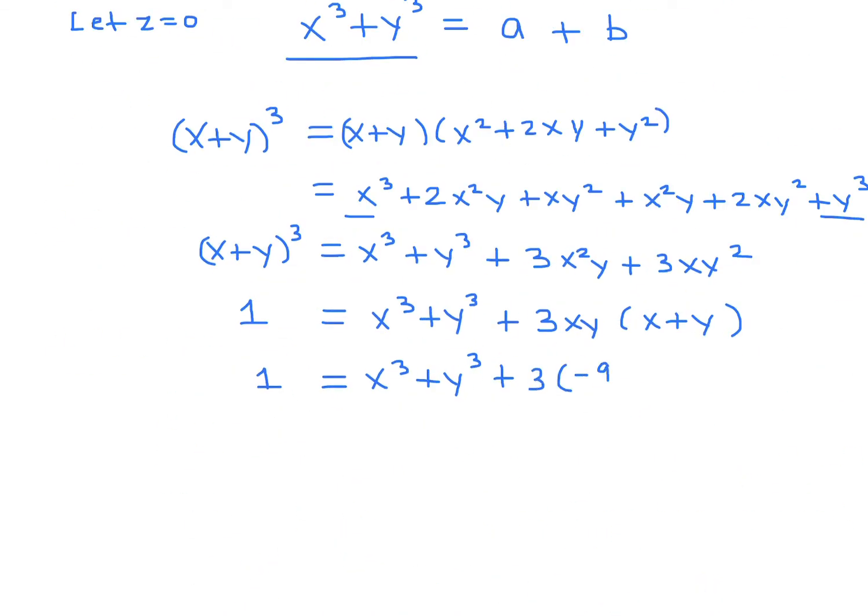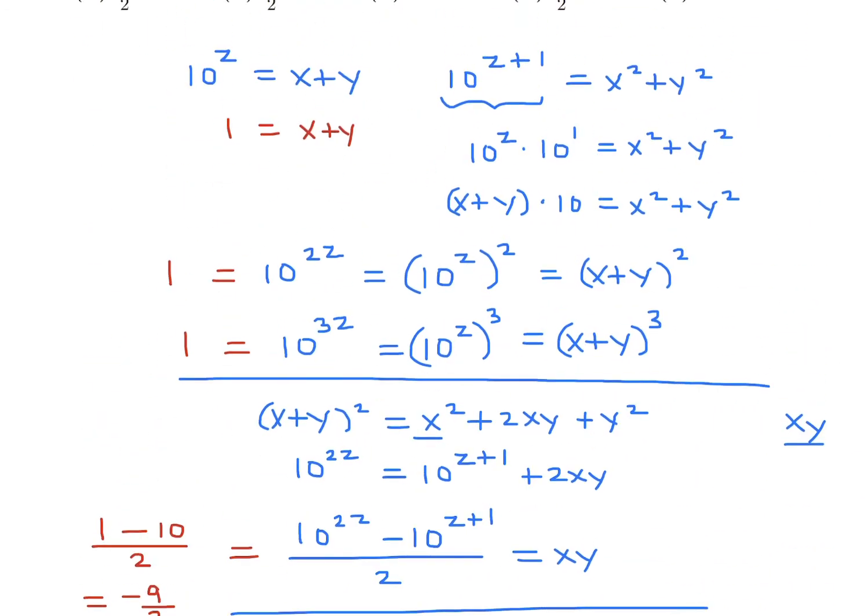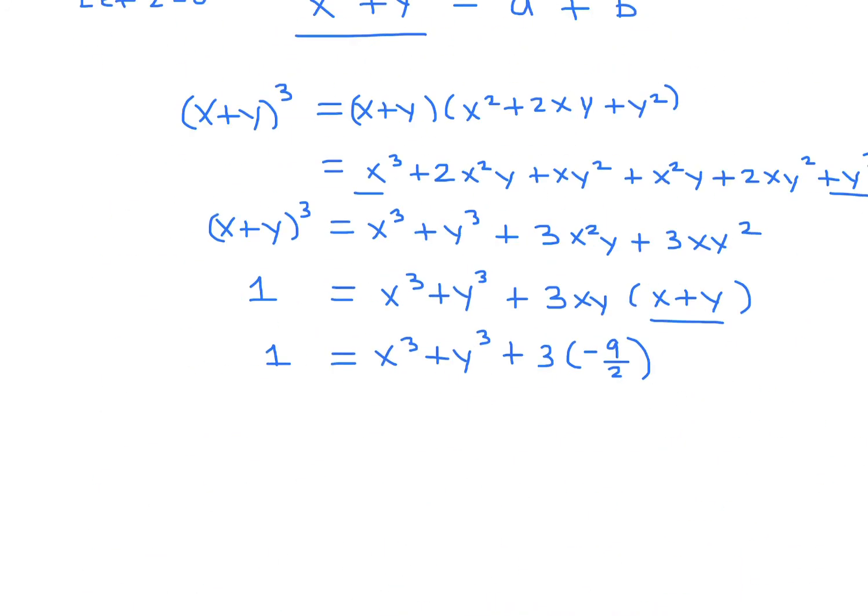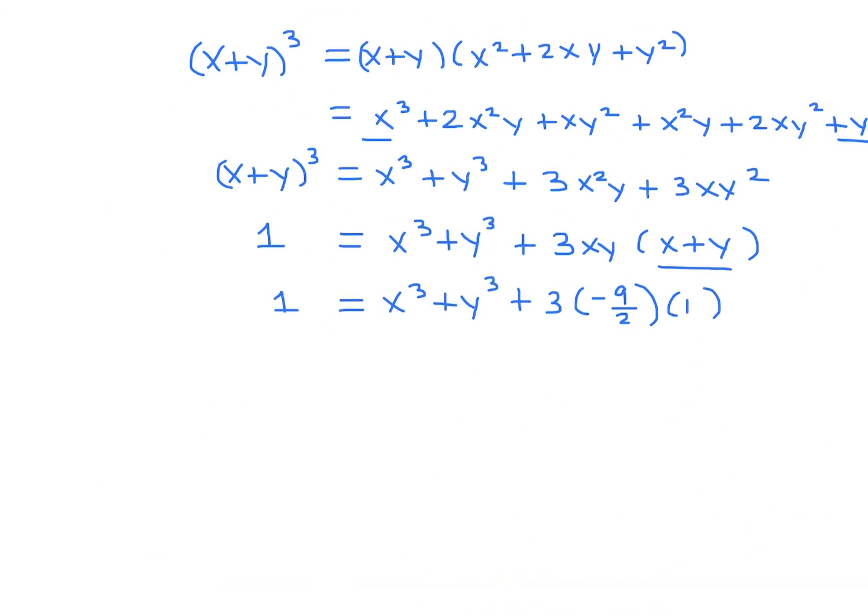3 times negative 9 over 2. And then x plus y, I believe that was 1. Yeah, it's 1. All right, we're getting somewhere. So we got 1 there, so I can figure out this. Let's just not make any mistakes here. So I've got 1 plus 9 over 2 times 3 is x to the power of 3 plus y to the power of 3. So 1 plus 27 over 2.